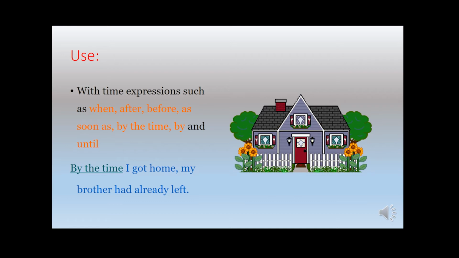It means the first action is my brother left the home, but I reached the home later. So the action which happened earlier would be in past perfect and the later one in simple past, with a time expression like by the time.